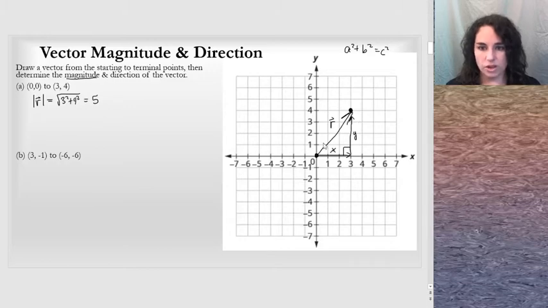The length of this vector is 5. That's the magnitude. The magnitude is 5. Let's figure out the direction, and I'm going to mark in here the angle away from the positive x-axis. That's typically the way we do this.